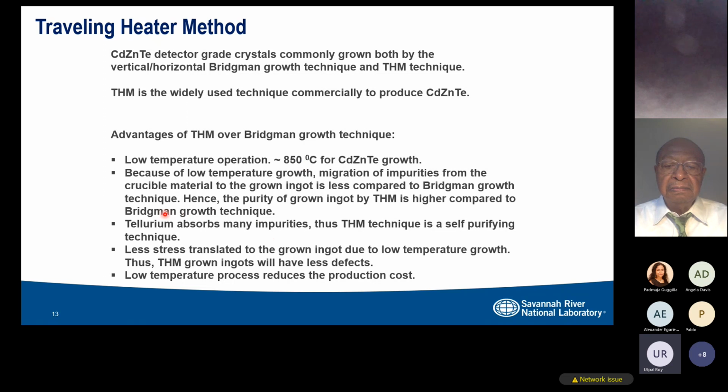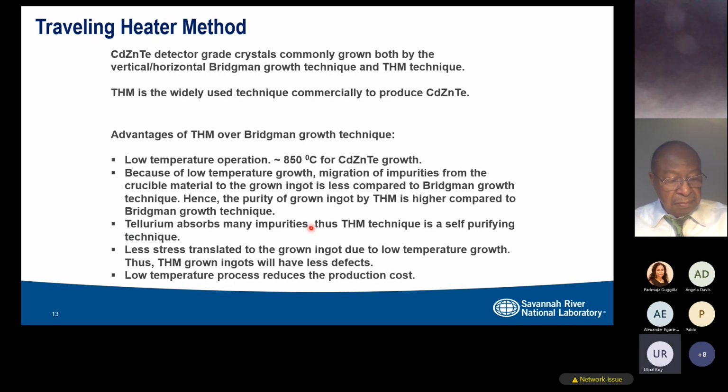And another advantage is that the tellurium basically absorbs many impurities. So tellurium acts as a sink. Whatever impurities were there in the cadmium zinc telluride, tellurium basically sucks all the impurities and leaves behind the most pure material as cadmium zinc telluride when you grow it by the THM technique.